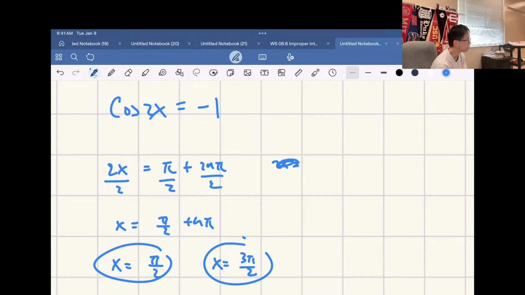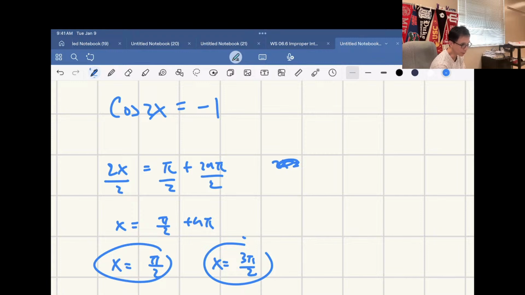Can we not divide by 2? You have to divide it by 2, because you're solving for x, you're not solving for 2x. So it would be cosine of 2x, and then just find x from this. Wait, when you divide by 2, it would be cosine x equals -1/2.